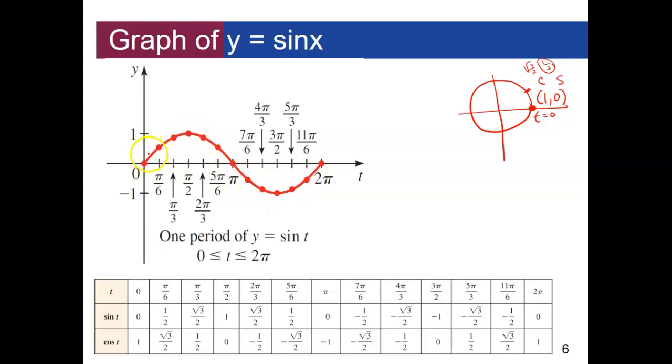This is the shape of the sine function. The sine function always looks like a mountain and then a valley. So it starts at 0, it goes up to 1, it comes back down, goes down to -1, and then ends up back at 0. So it has a period of 2 pi, which means it repeats every 2 pi units.